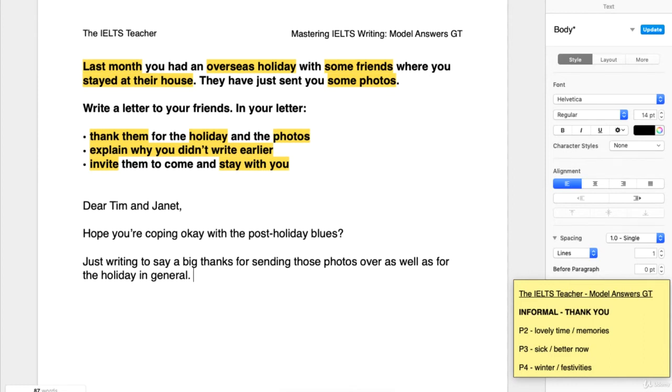So we've got here, lovely time, memories. Let's just jump straight into it. Don't overthink it. I had, past tense, showing our ability there. I had such a lovely time. Nice and informal, very expressive. We're emphasizing.